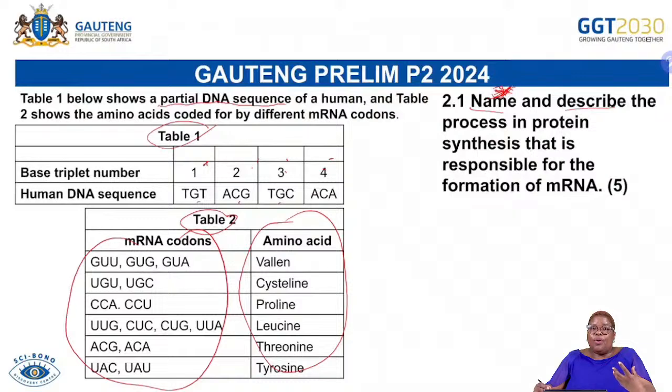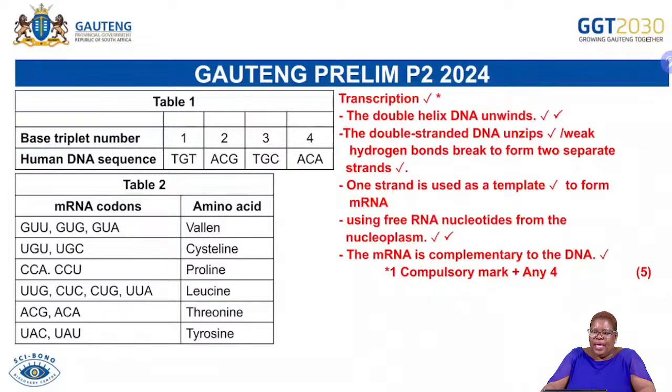Describe the process. Now, in describing the process, you need to describe it the way it is from the exam guideline. If you are good at memorizing, you can memorize that, but with understanding so that you don't forget those key words. Describe the process in protein synthesis that is responsible for the formation of mRNA for 5 marks, meaning 1 mark will be for the name, and 4 marks will be for the description of the process, right? So according to exam guideline, what is transcription?